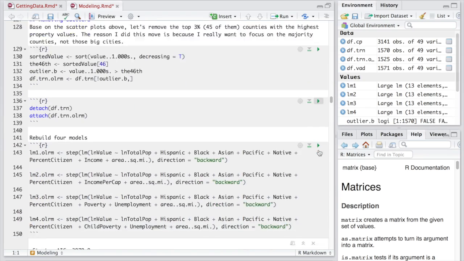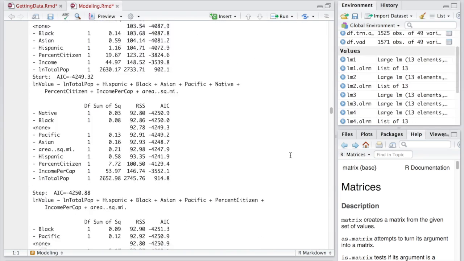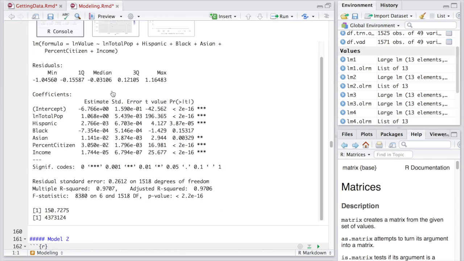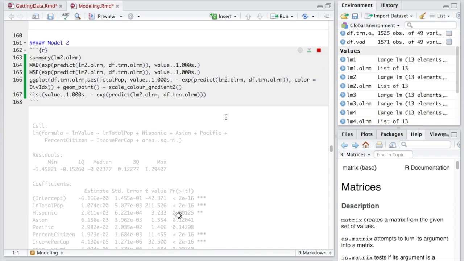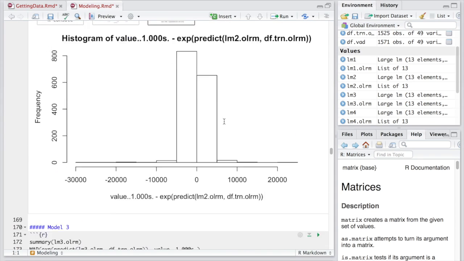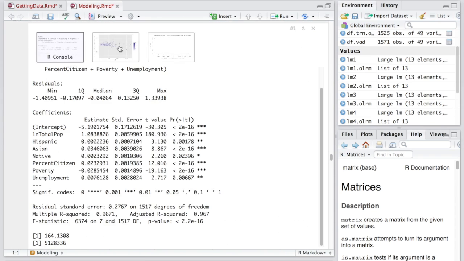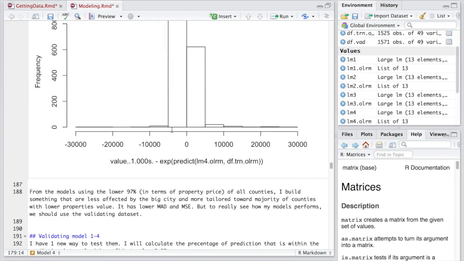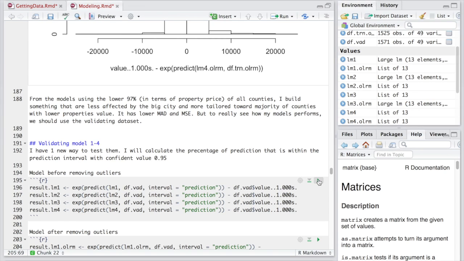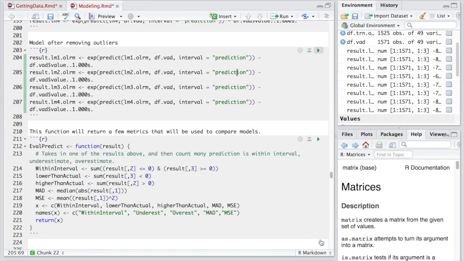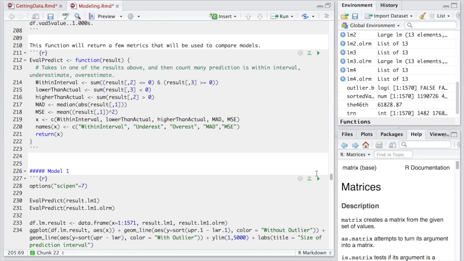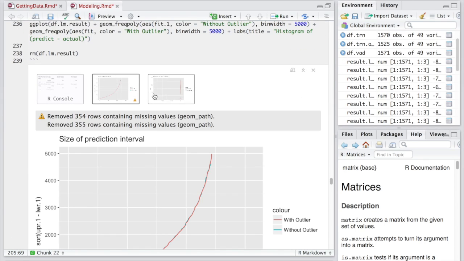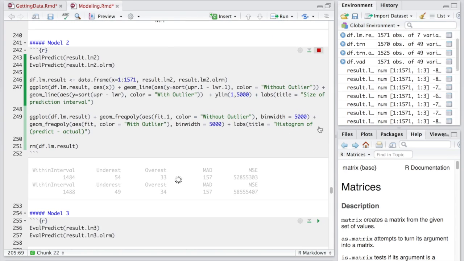So I remove all the counties that have very high property values so that my model will have better predictions on the majority of the counties instead of the big cities. After removing all those counties, I'll build 4 new models with the same parameters. Now we have 8 models in total. To evaluate the fit of these models, we need to use our validation datasets. I calculate the prediction interval of these validation data frames for all of these 8 models.